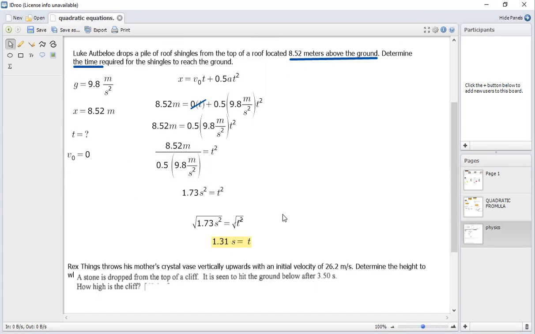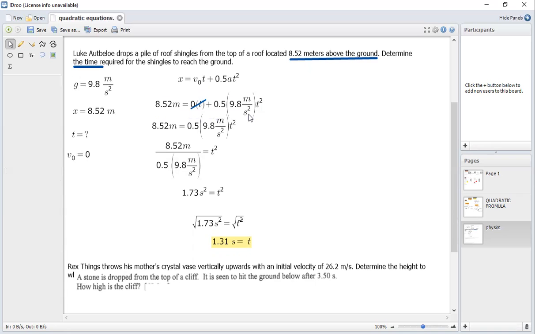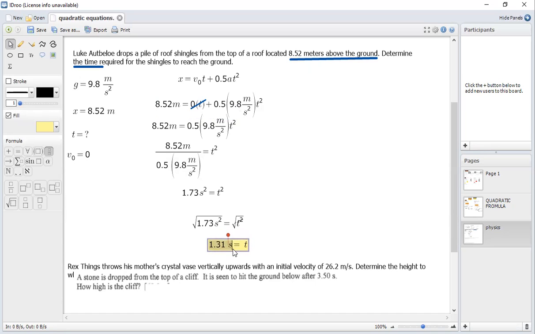Now, what I told you, if you want to put the units here, like meters per second, you can do it. But if you want to use only the numbers, you can do it. But at the end, always write the units, okay? If it's seconds, meters, meters per second, you have to write it. So to answer this problem, we have determined the time required for the shingles to reach the ground. The time to reach the ground, what is it?